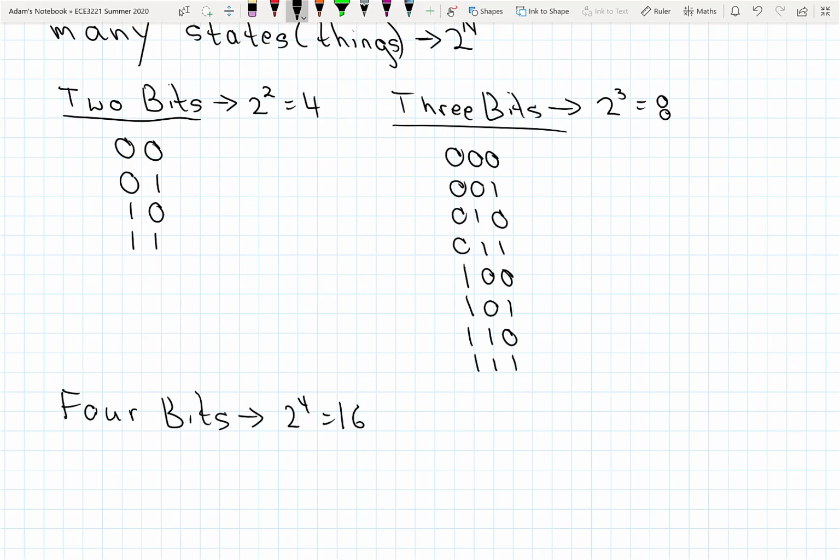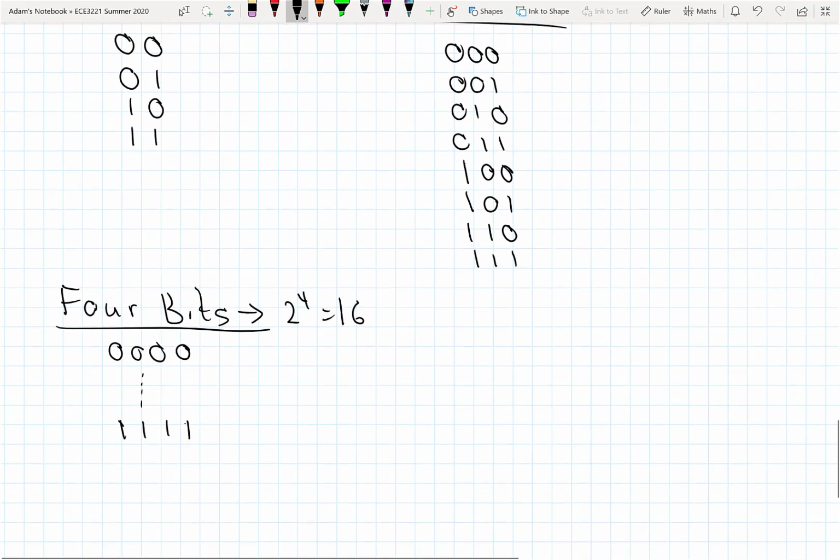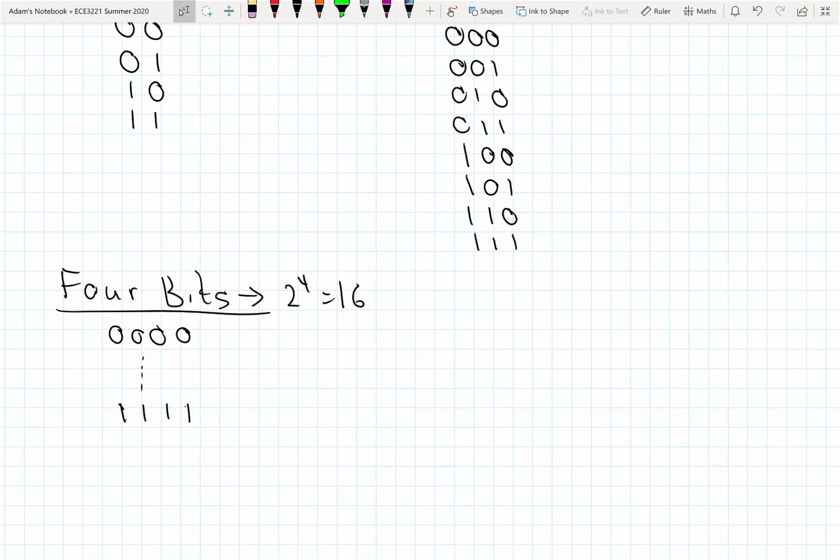Right, 2 to the 4 equals 16, and we can represent 0, 0, 0, 0 all the way to 1, 1, 1, 1. And we showed that as we get into more and more bits to represent our data, this is where it becomes useful to use hexadecimal, right?